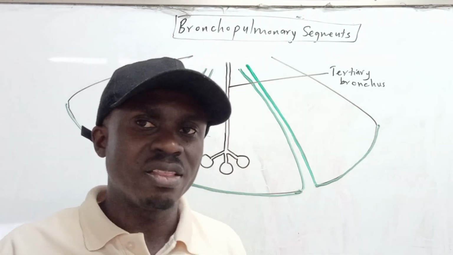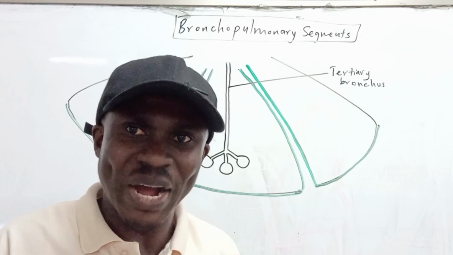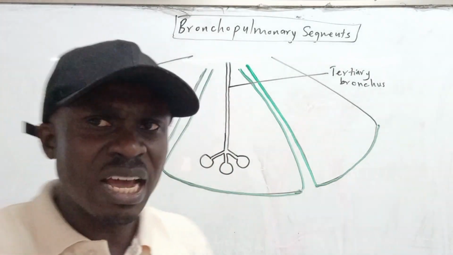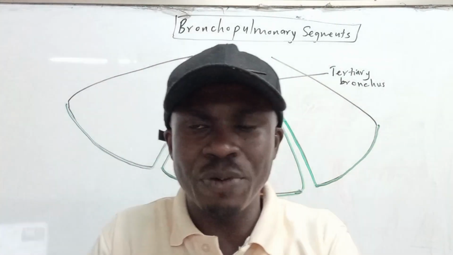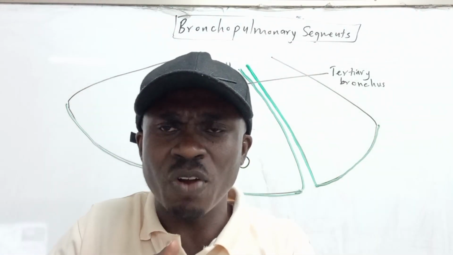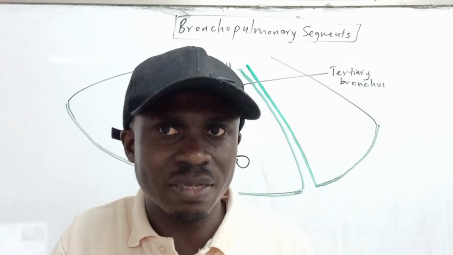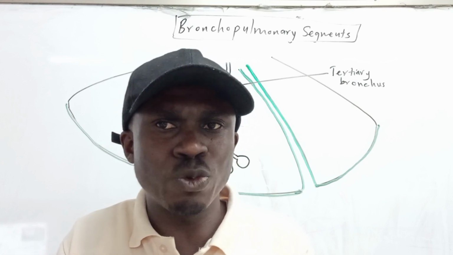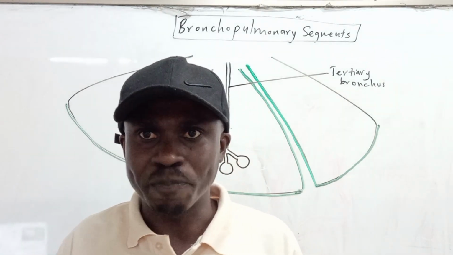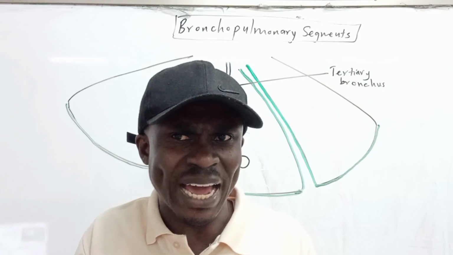So as I've told you, the correlation is that the number of bronchopulmonary segments will tell us the number of tertiary bronchi the lung will have. Now, apart from that, these bronchopulmonary segments will also have to get their arterial supply. In the lung, usually the artery we talk about is the pulmonary artery. Tell me, is the pulmonary artery going to carry oxygen poor blood or oxygen rich blood?